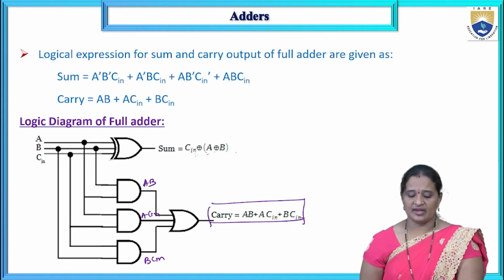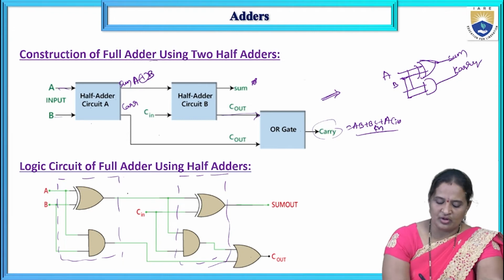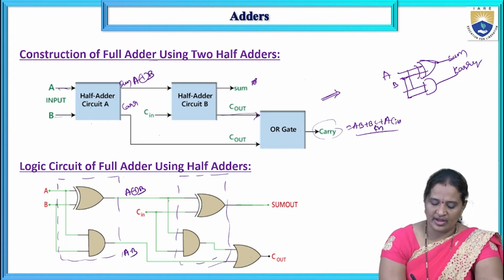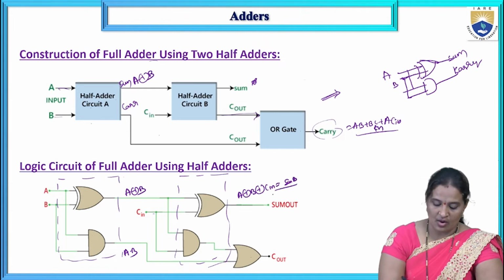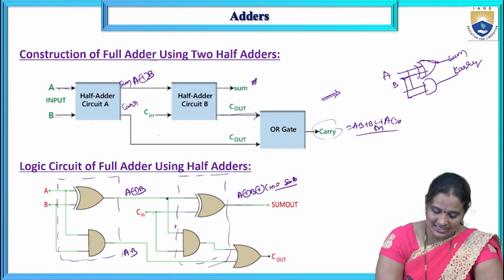Okay, so for that, what I'm going to do. Here, the output of this one is A XOR B. This one is A and B. So now what I'm getting is A XOR B XOR Cin. This is the sum output of the full adder. Now coming to the carry output. Here the output of this AND gate is A XOR B and Cin.